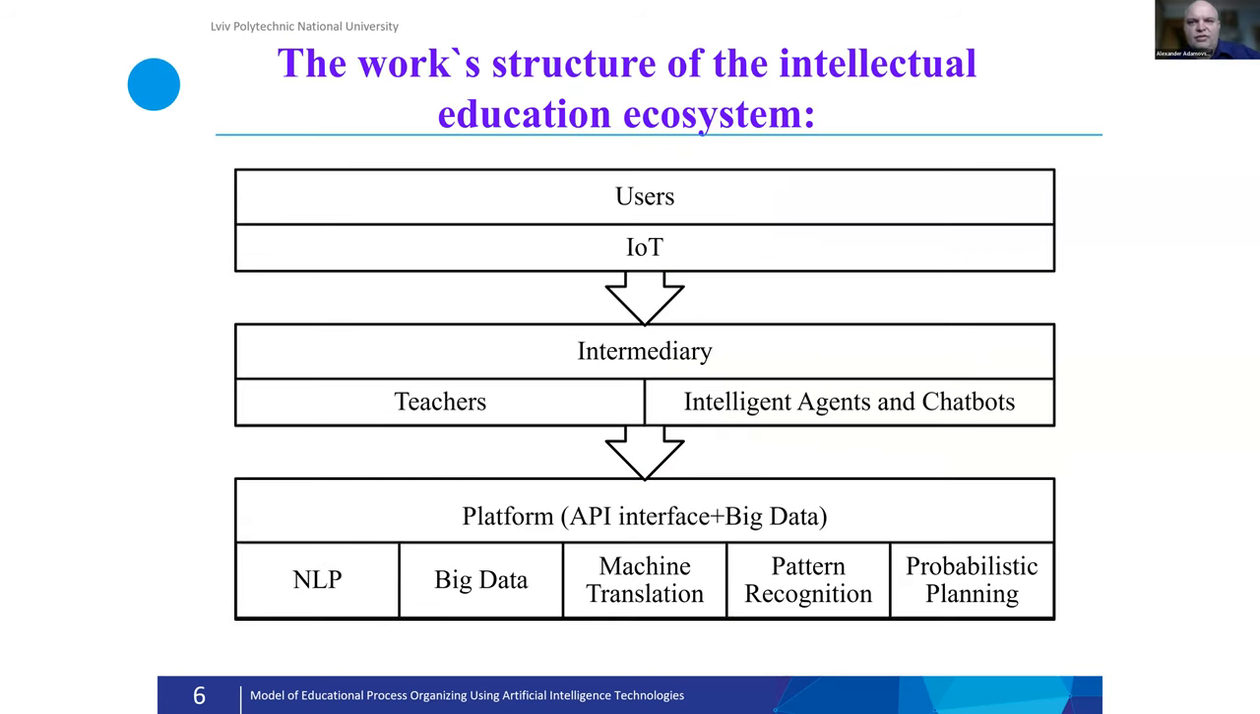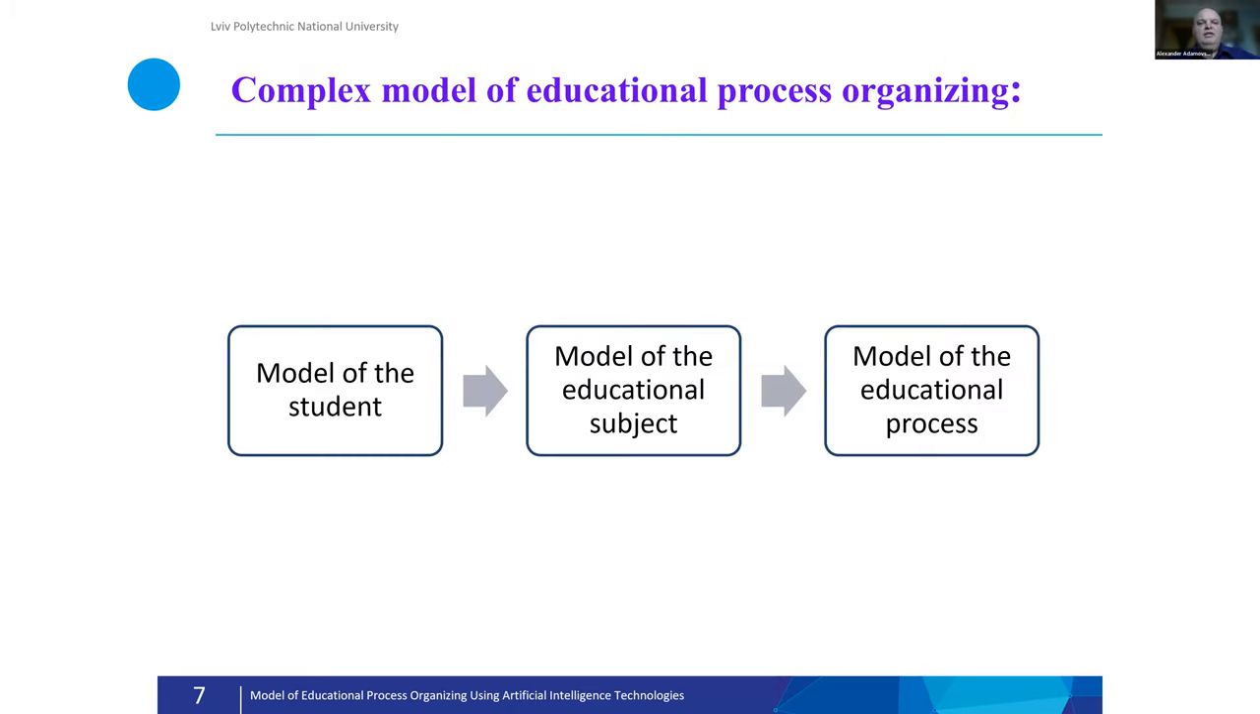The work structure of the intellectual educational system is as follows. We have users, the Internet of Things, and intermediaries, which are teachers, intelligent agents and chatbots. Through them, we will have entry into a platform: API interface, big data, NLP, machine translation, pattern recognition, probabilistic planning. And the complex model of educational process organizing, from our point of view, should consist of three submodels.